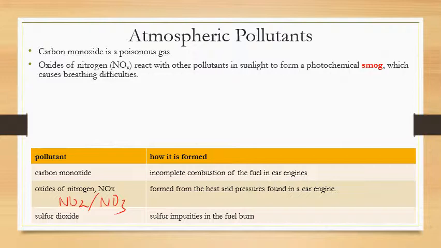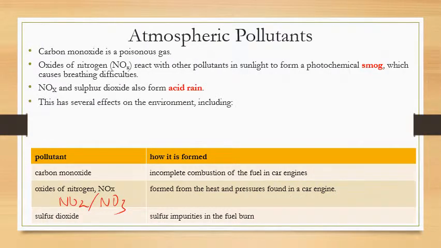You've also got oxides of nitrogen which react with other pollutants in sunlight to form smog. Big problem in China, for example, causing breathing difficulties, and also forms acid rain, as we saw in the last slide. And other effects include killing plants and aquatic life, eroding stonework, and corroding metals. The reaction between limestone and sulfuric acid is an example of this due to the stonework involved. You've already seen that in previous lessons.